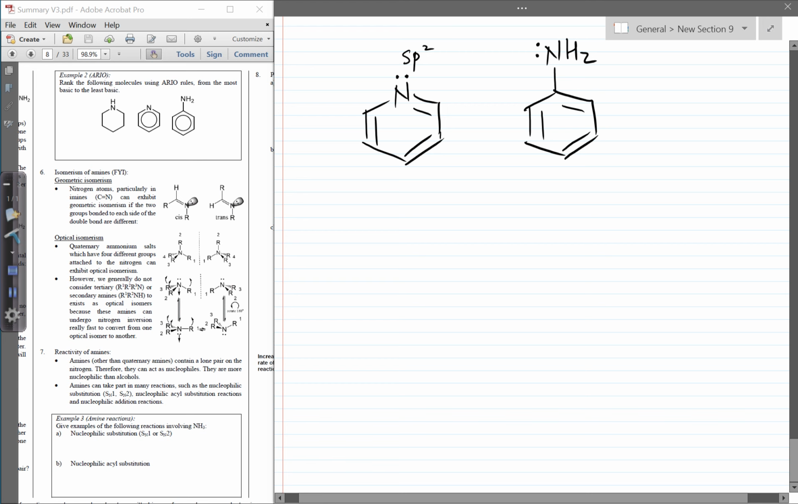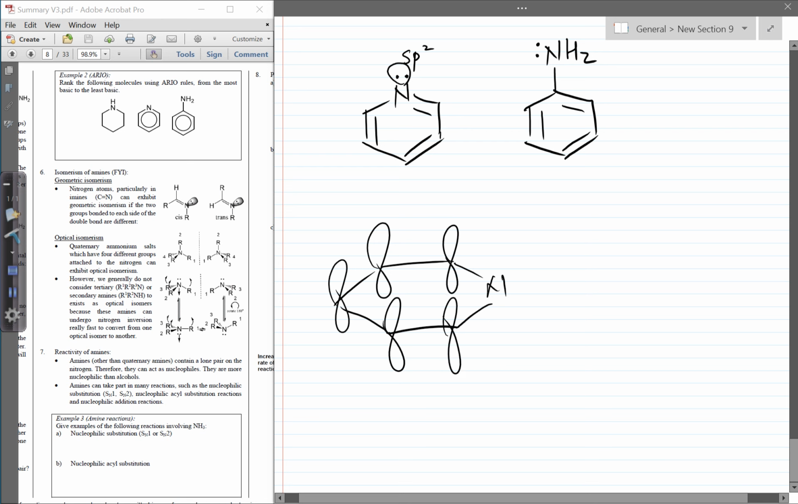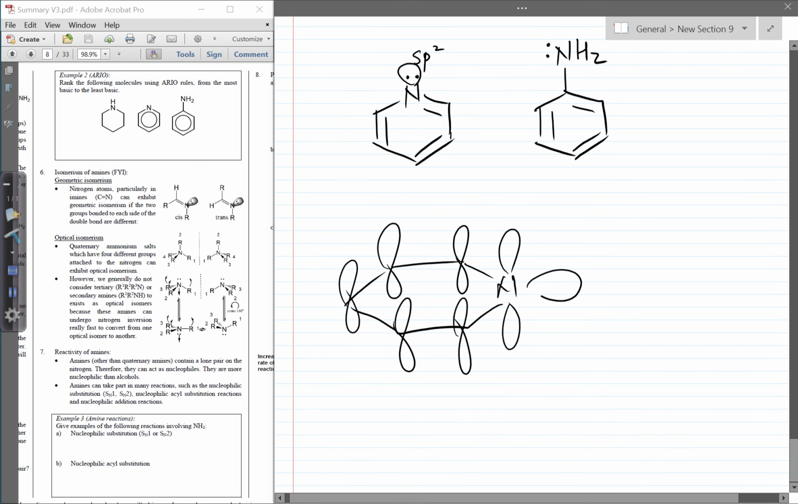Sp2. So now you should know that this lone pair is in an sp2 orbital, correct? So if you were to draw this in a side view, this is what you'll get. You'll get all the unhybridized p orbitals of carbon, the unhybridized p orbital of this nitrogen, as well as this sp2 orbital, right? For this sp2 orbital, this electron is bonding with this carbon's sp2 orbital to form this sigma bond. Same thing for this, and your lone pair lies here.